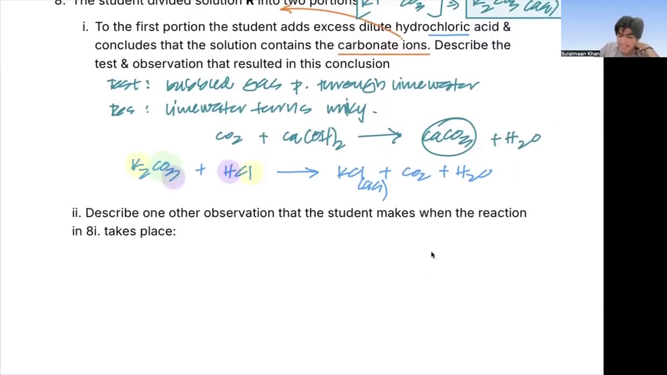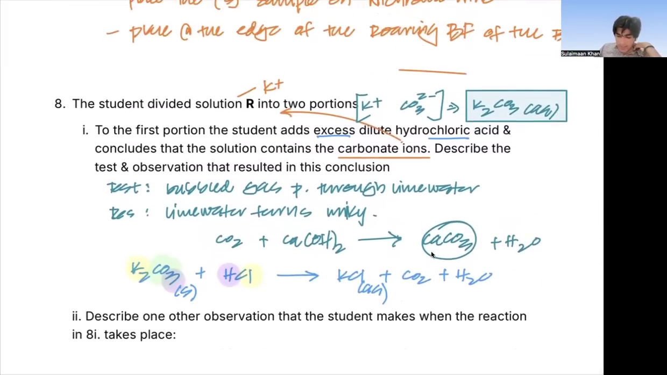Because he's saying excess dilute hydrochloric acid, this was a solid initially? It was a solid? Acha, it's a solution. Look, read carefully. He says it was a solution. So you can't say that the solid disappears. Why can't I say that the solid disappears? Because potassium carbonate is not in the solid form. It's in the form of a solution.